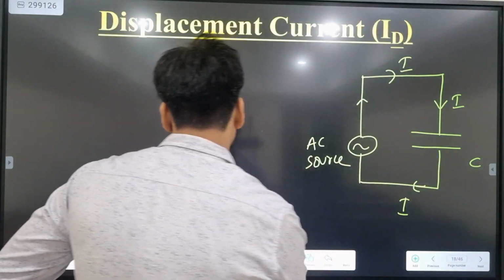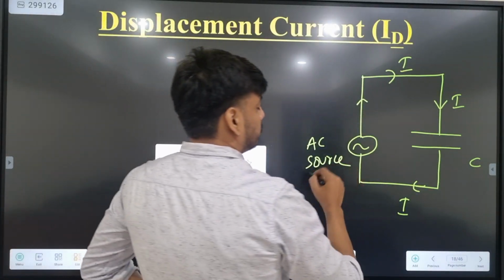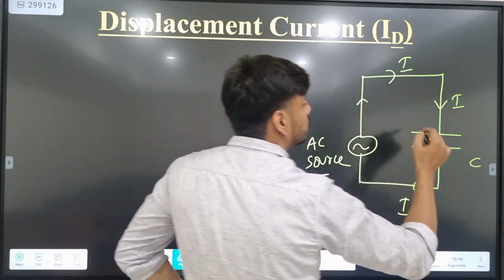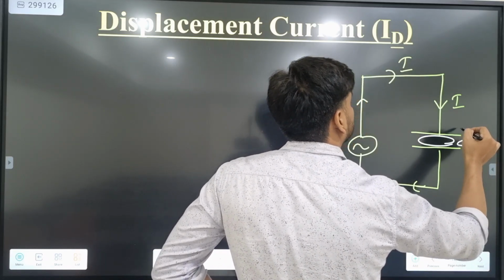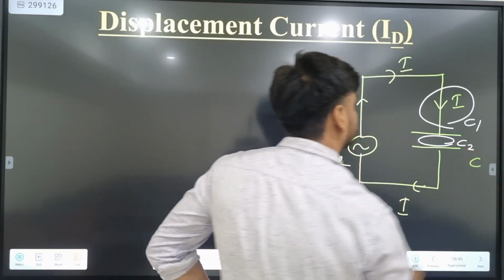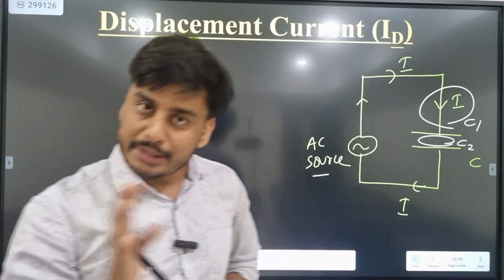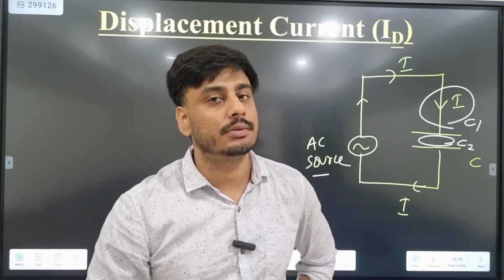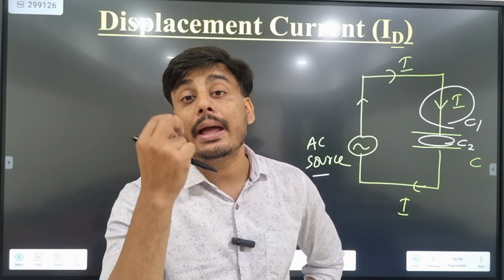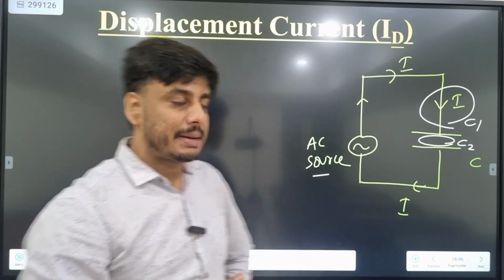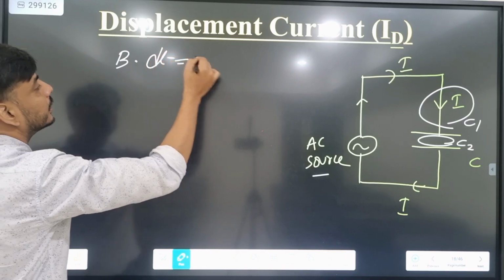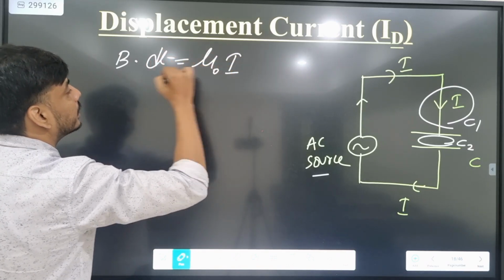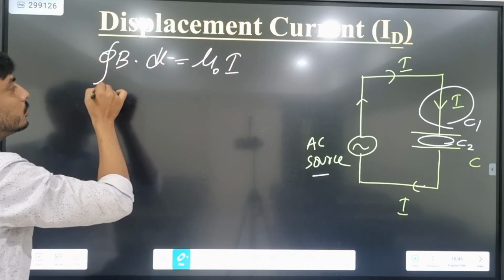An AC source is there, so current is flowing. We consider two closed paths: C1 stands for closed path 1, and C2 stands for closed path 2. Now we are going to apply Ampere's circuital law, because you know that the line integral of B dot dl is equal to mu naught times the total current flowing through the closed path.